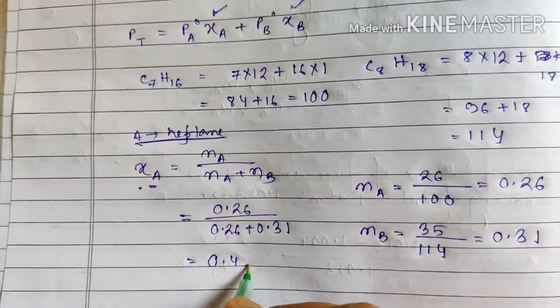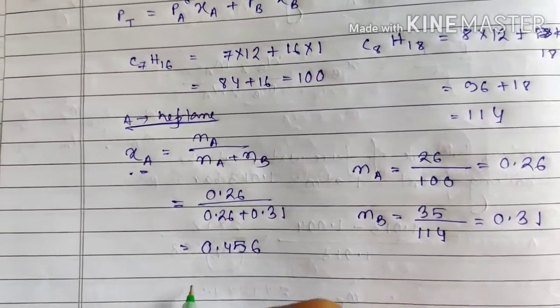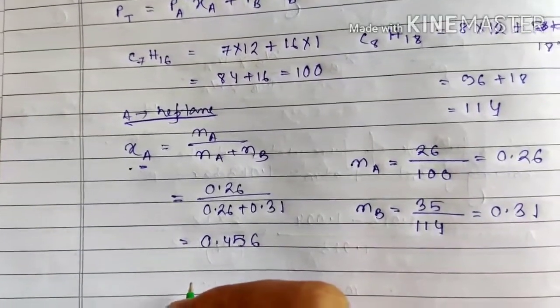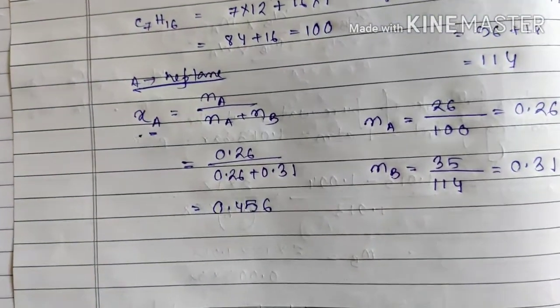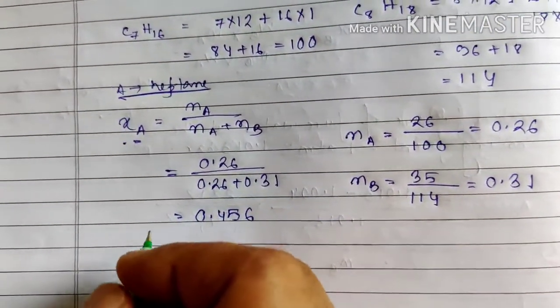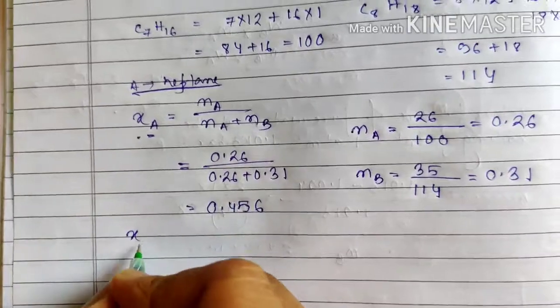If you calculate the value separately, you will get somewhere around 0.456. Remember, I have calculated it separately just to make the video shorter, because if I start calculating it here, it will take a longer time. The purpose is the way to solve.